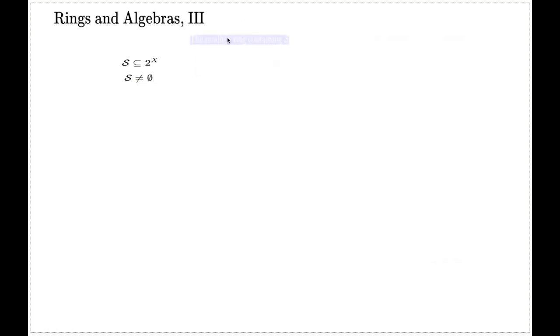Now the symbol R of S will represent the minimal ring which contains this given collection of subsets. The fact is, in fact, that this minimal ring does exist. You can easily see this by just saying that this minimal ring is the intersection of this sort. It is the intersection taken over all rings containing the collection S.